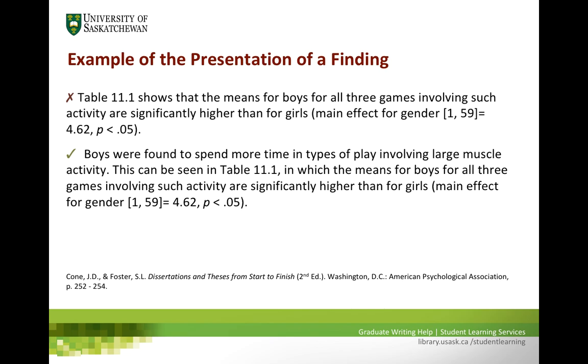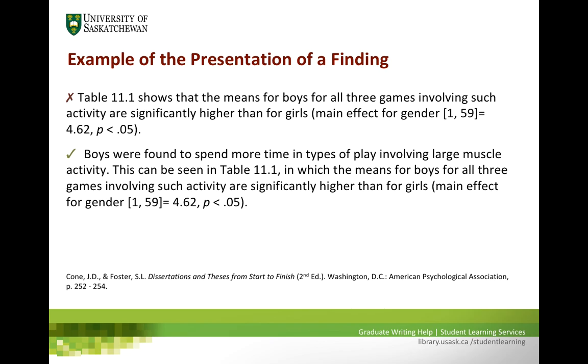Here's how not to do it, the first one. Table 11.1 shows that the means for boys for all 3 games involving such activity are significantly higher than for girls. Main effect for gender, 1,59 equals 4.62, p is less than 0.05. So you can see here that this isn't really the finding, it leads with the analysis, as opposed to the better way of doing it, where the finding comes first, as in this example.